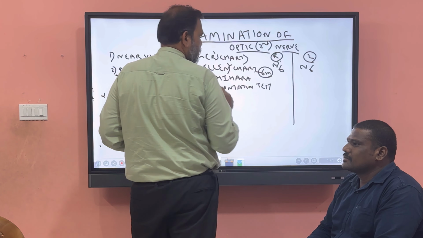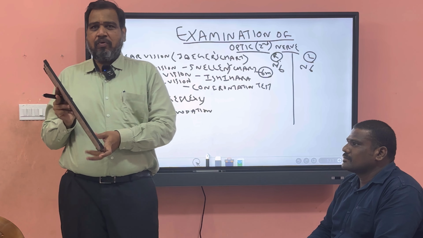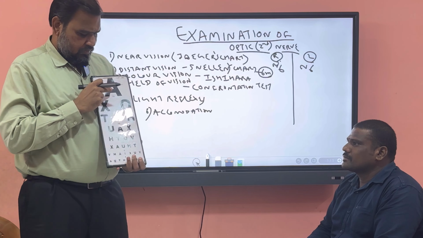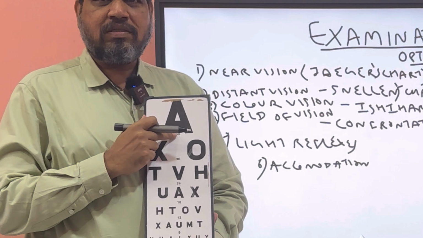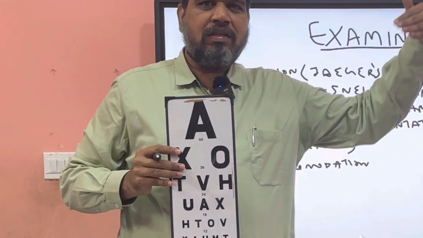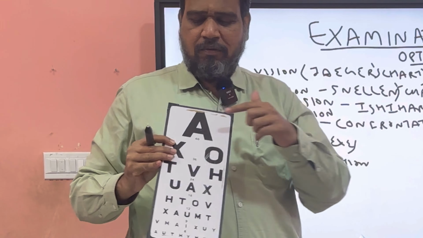The distance is 6 meters. Now I will explain the Snellen chart, just concentrate. What is written here? 60. Make Ranjit sit at a distance of 60 meters and he will be able to read A. That's what it means. Now see here, 36 is written, next to XO.